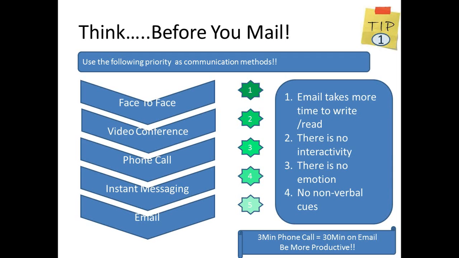Now, what's the benefit if you follow this process? Let me explain the simple thing. Let's assume that you've got to communicate something, and it takes you 3 minutes by a phone call. Let me tell you, it will take you at least 30 minutes on email to type out an email. Now, if you want to increase your productivity by 10x on email, just be more productive by not writing mails. That's tip number one that I want to share with you guys. Okay?